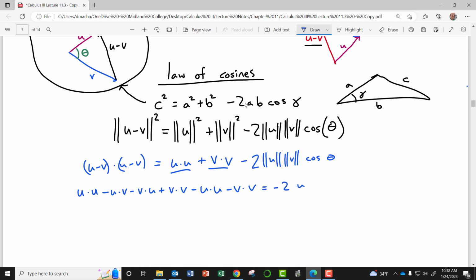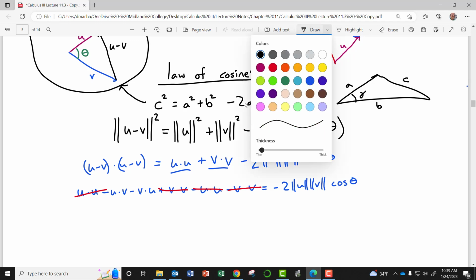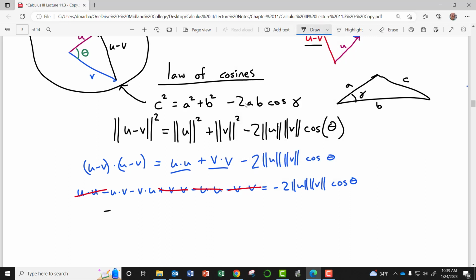equals negative 2 norm of u, norm of v, cosine theta. Okay? So I see some things that are going to cancel. I have plus v dot v and then minus v dot v, so that goes away. I have a positive u dot u over here and a minus u dot u over here. And so what will we be left with? We're going to have minus u dot v minus v dot u, but of course the dot product is commutative, and so I can write this like so.